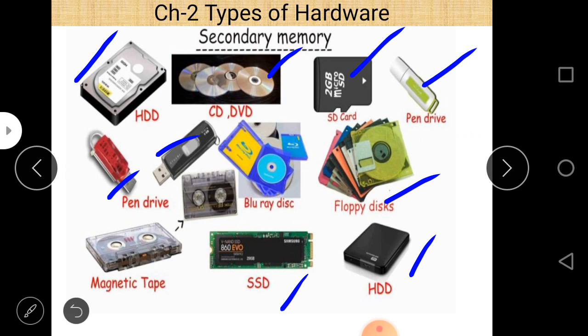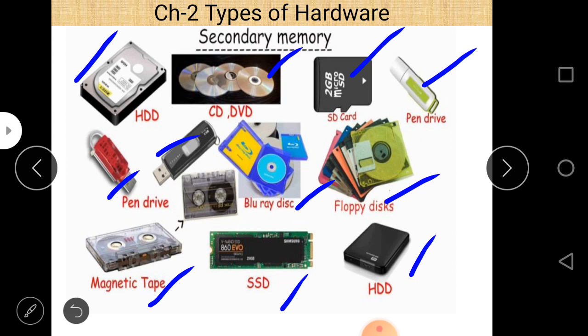Blu-ray disc looks like a CD and has greater storage capabilities as compared to CDs and DVDs. Magnetic tape is also used for data storage. So all these are types of secondary memory, because they store data permanently in a computer system, and you can save data permanently in this.